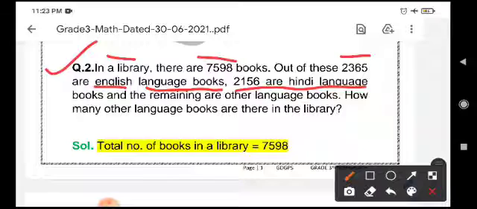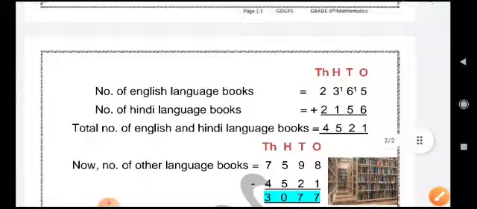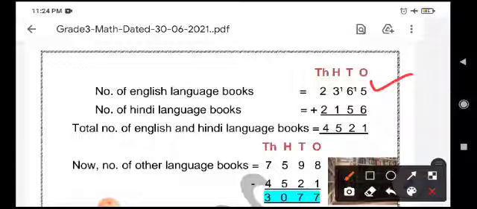So you will first look at the question, understand it. You will see the total number of books in the library is given. There are, it means they are the total 7598, okay. Now out of these 7598, 2365 are English language and Hindi language books are 2156. So first we will calculate the total number of English and Hindi language books, okay.